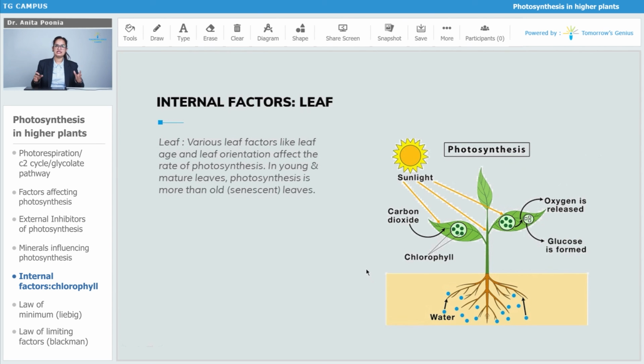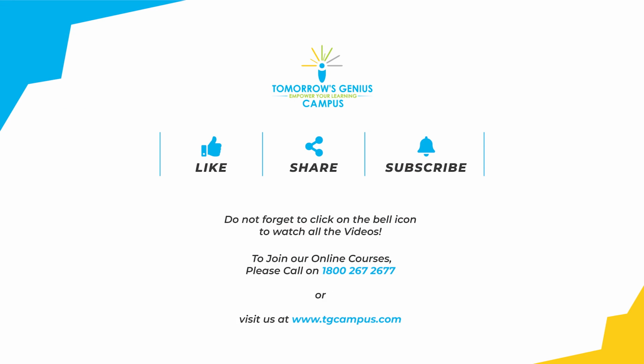Talking about the leaf, various leaf factors like leaf age and leaf orientation matter for the rate of photosynthesis. In young and mature leaves, photosynthesis is more as compared to senescent or older leaves. So it's better that when they become older, they are shed off, and that's why you see the plant automatically shed them.